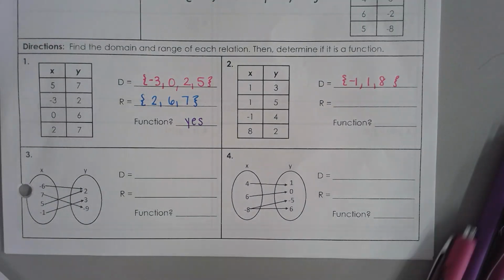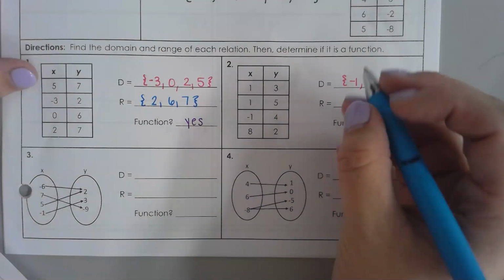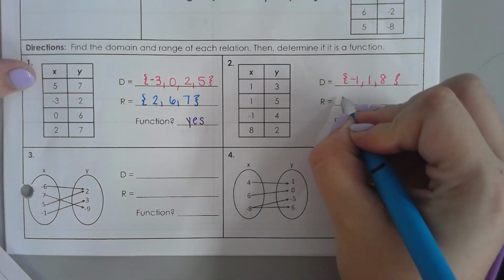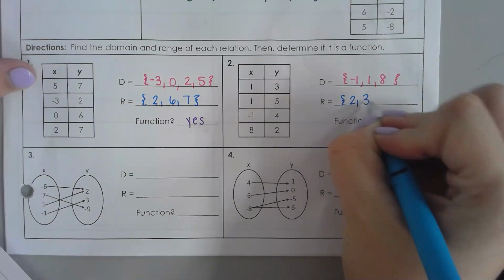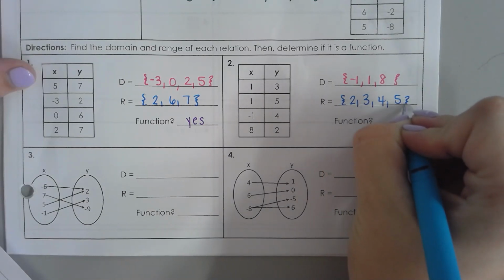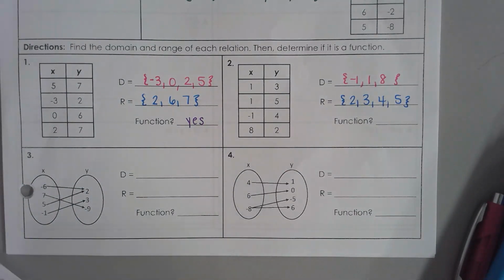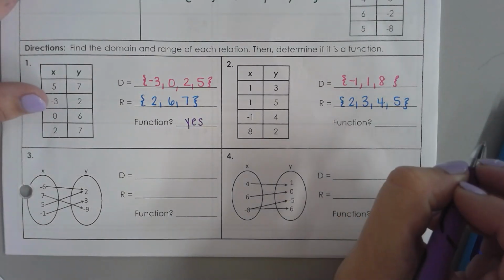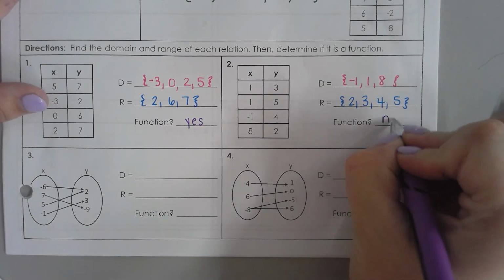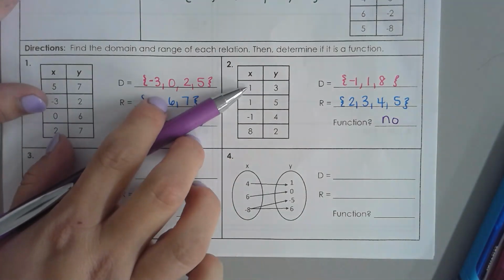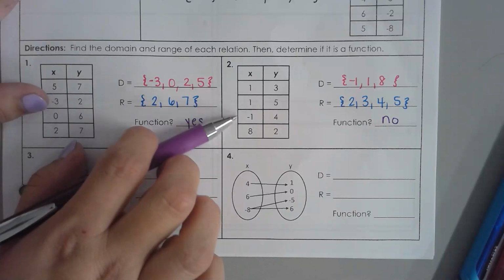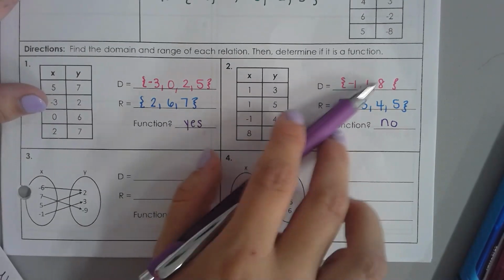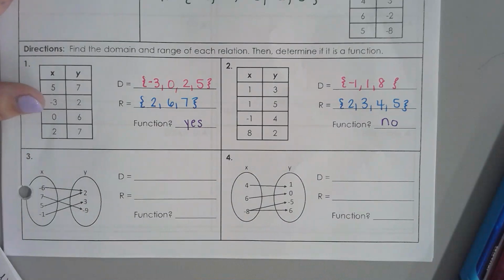What is the range, Rocky? 2, 3, 4, 5. Perfect. All right, is it a function, Kelly? Yeah. This one is no, because those ones, there are 2 1s in the x's. Even though we don't write them twice, they are there in the x's. So it's not a function.